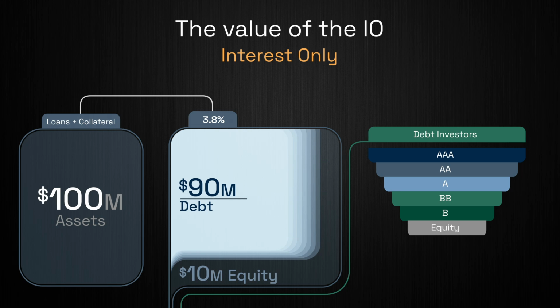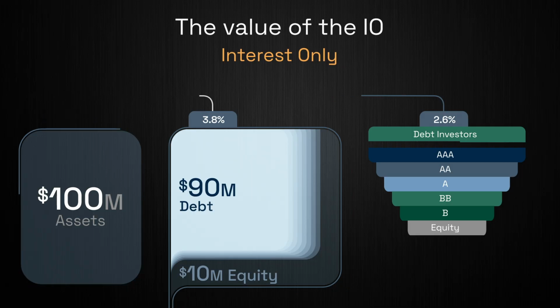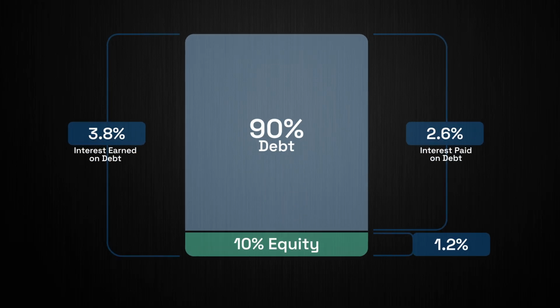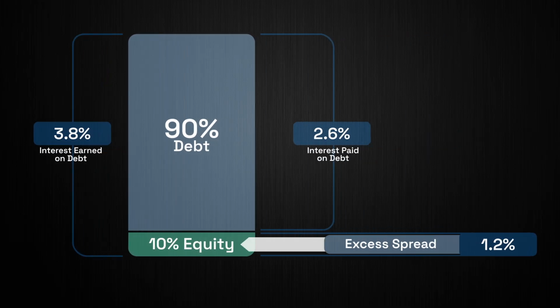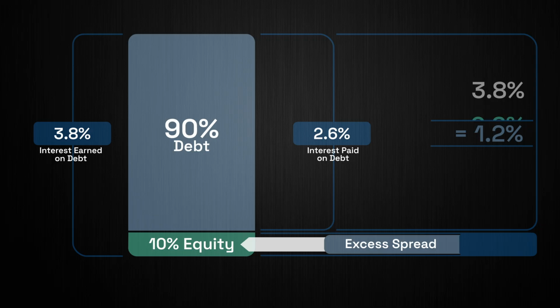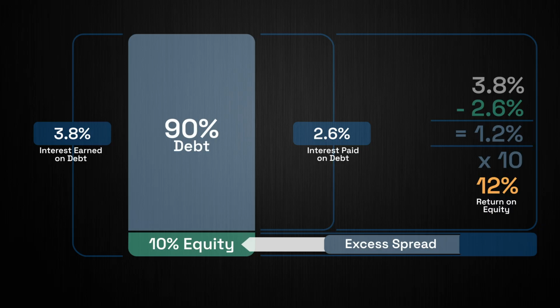For simplicity, we will use the blended average rate of 2.6% that ends up getting paid to debt investors on a combined basis. The 1.2% coupon leftover, referred to as the excess spread, is paid to the equity. Since the equity is only 10% of the balance, receiving 1.2% of the interest on the entire collateral pool is effectively a 12% interest return on equity.